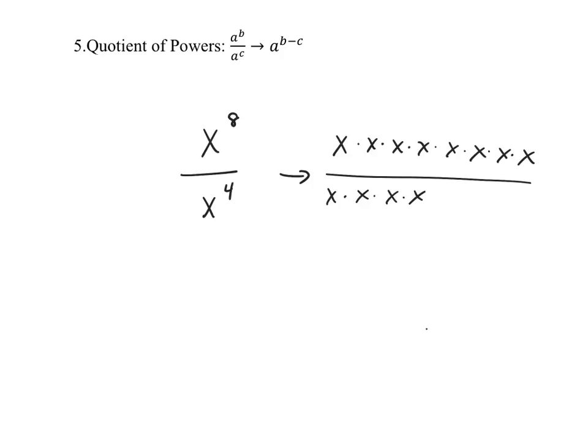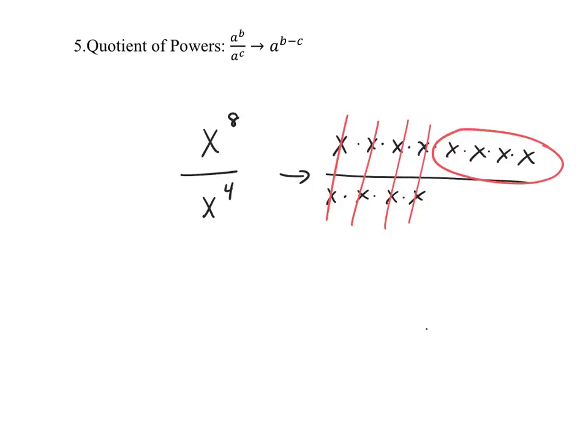This is what I want you to think about, because that's what's happening. And when you have a common factor in the top and bottom, what can you do to that factor? Cancel them out. Yeah, look, cancel, cancel, cancel, cancel. How many are left? That's where the rule comes from.